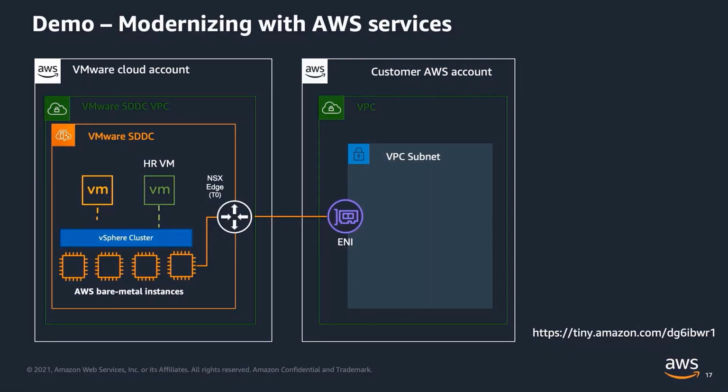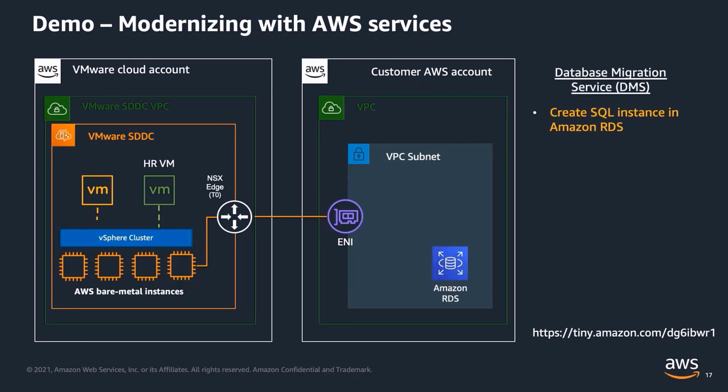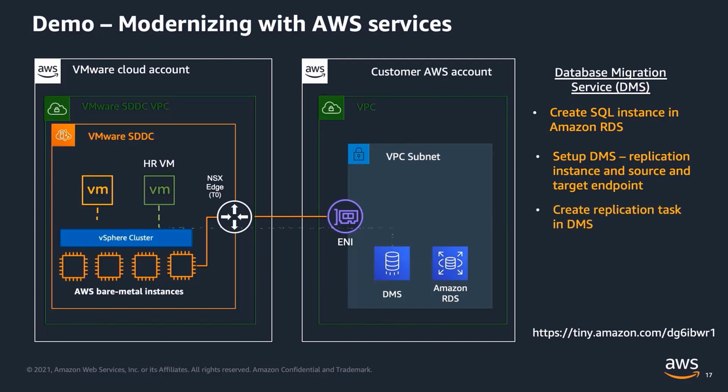In the interest of time, we want to speed up the DMS, database migration service, process. The steps that you typically would take is you would create the SQL instance in Amazon RDS, which we've already done. We will set up the DMS replication instance, and then a source endpoint and a target endpoint as well. Once those are done, we'll create a replication task.